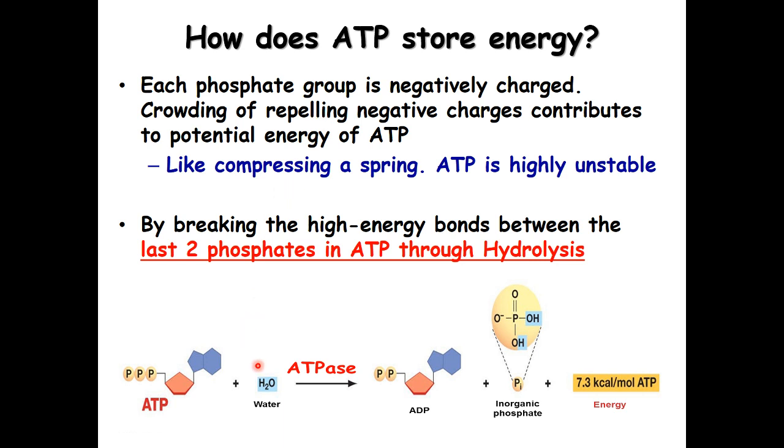If you have hydrolysis going on, with water mixed with ATP and some enzymes to help, you break the last phosphate off. You see that? And this last phosphate becomes an inorganic phosphate. Just by breaking that last bond right here, you get 7.3 kilocalories per mole of ATP. So that's quite a bit.